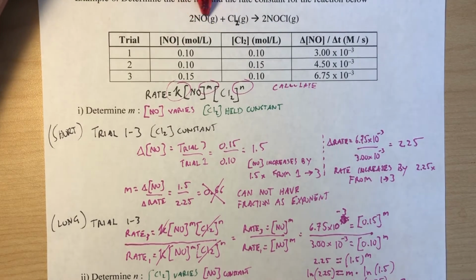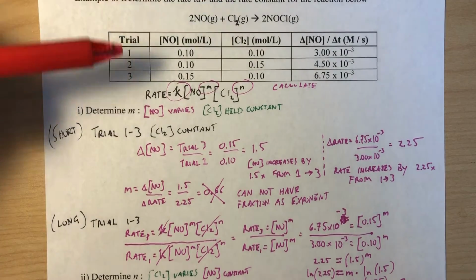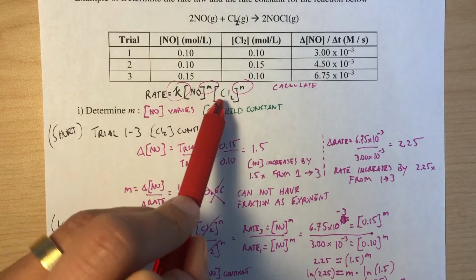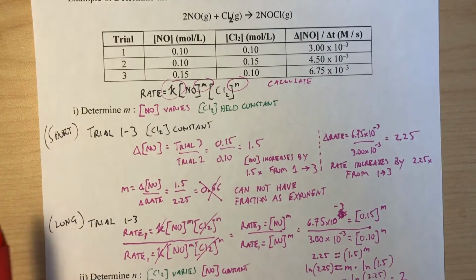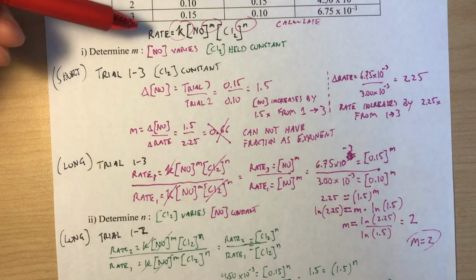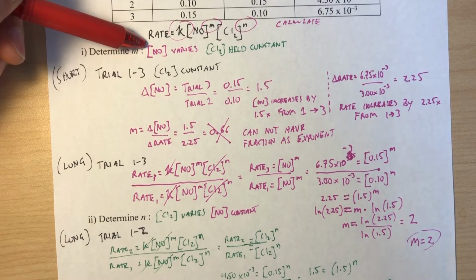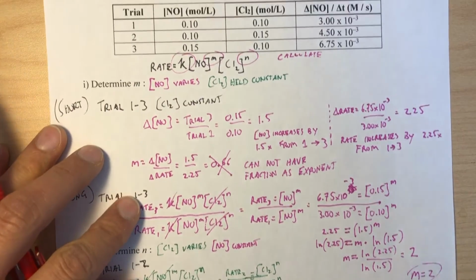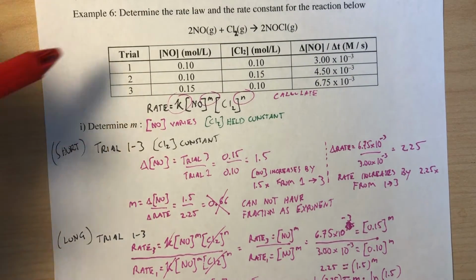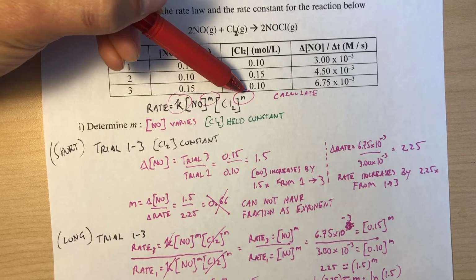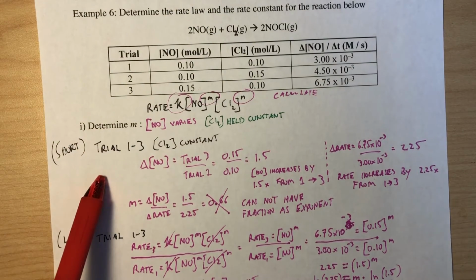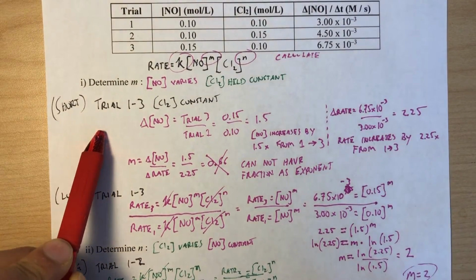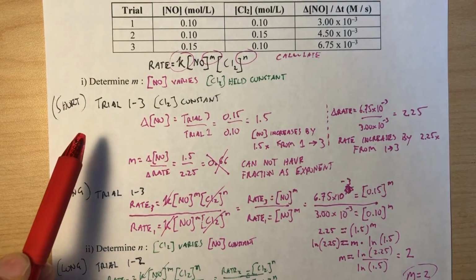So what we're watching is how the reaction rate of NO changes over time as it's consumed. The rate law for this reaction is going to be k times NO raised to m times Cl2 raised to n, and we need to calculate n, m, and k. First, we're going to determine m. In order to determine m, we need to see how NO is varied while Cl2 is held constant. To do that, we need to see in which two trials Cl2 is held constant, and that is trials 1 and 3, where the concentration of chlorine gas was held constant at 0.1 molar. So we're going to use trial 1 and trial 3 to figure out how a change in the concentration of NO affects a change in the rate.